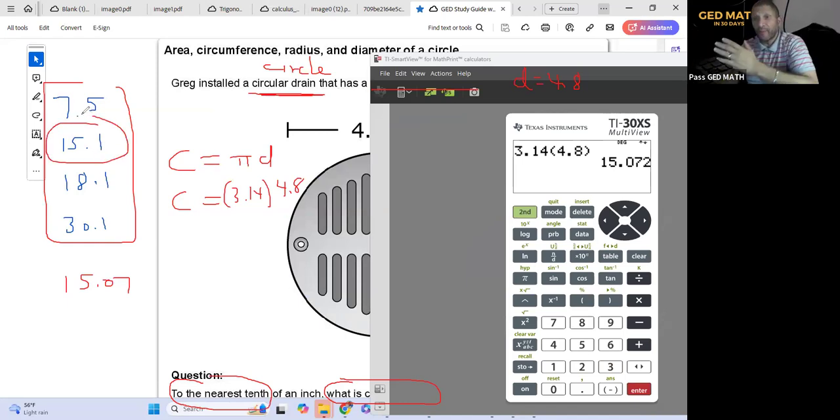But if we were to have to round, the tenth place is the 0. We look at the number to the right. If that's 5 or above, that place goes up by 1. So 0 goes up to 1. So my answer is 15.1. Understand? Okay. Good. All right. So I'm going to throw you a little tailspin.